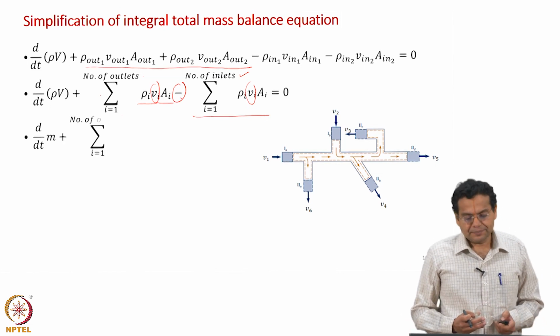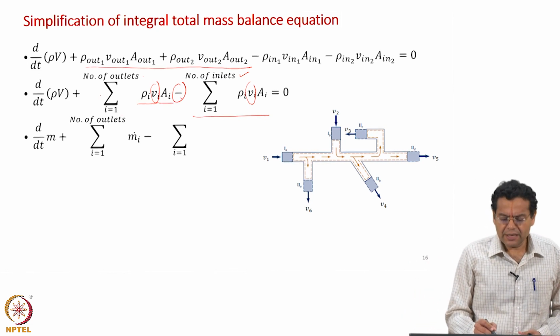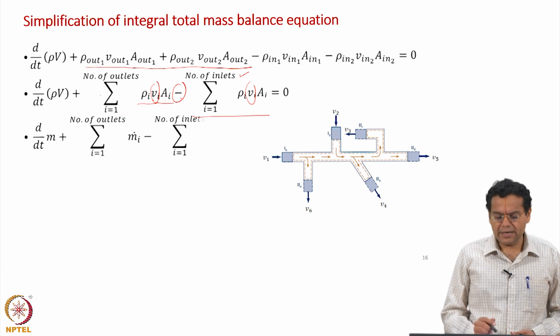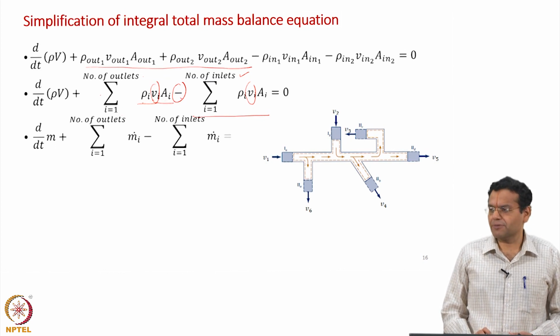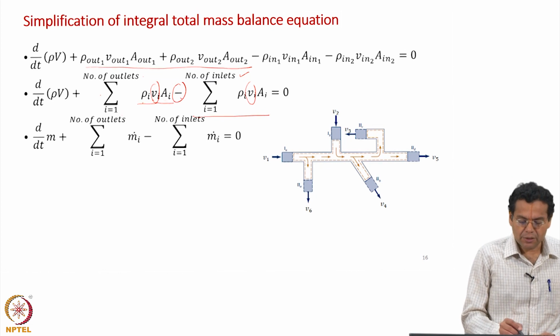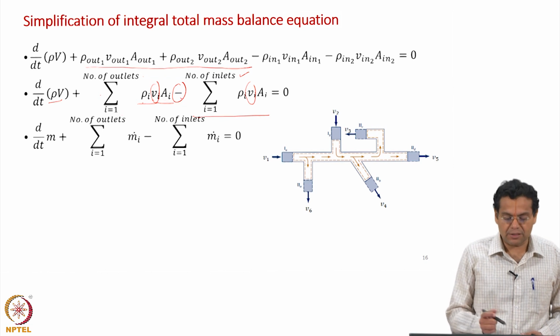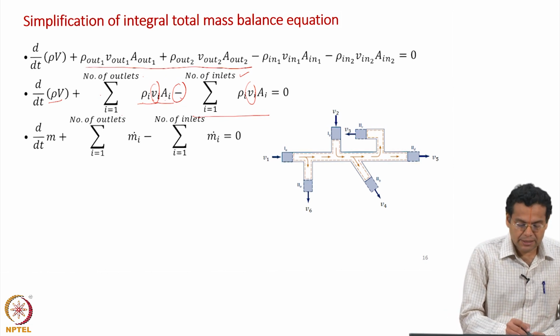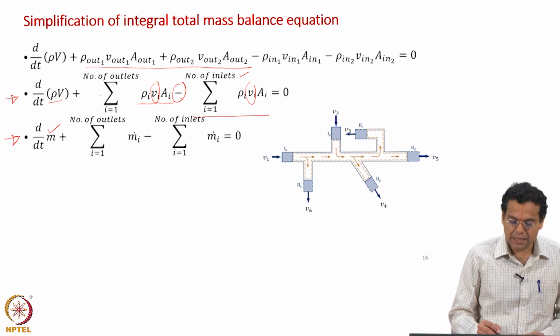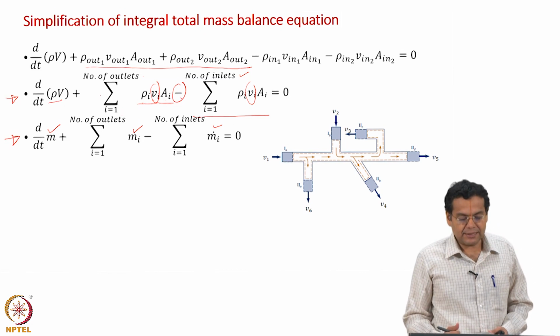Now, we know that rho I into V I into A I, a volumetric flow rate multiplied by density, gives the mass flow rate. So, the same expression can be written in terms of mass. Rho into V is of course the mass of the contents of the control volume, or mass in the control volume. This equation has been put in terms of mass units here, mass here, mass flow rate here. Okay. So, two ways of expressing the same equation.